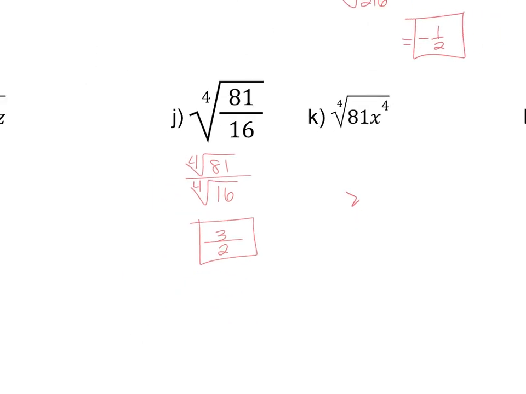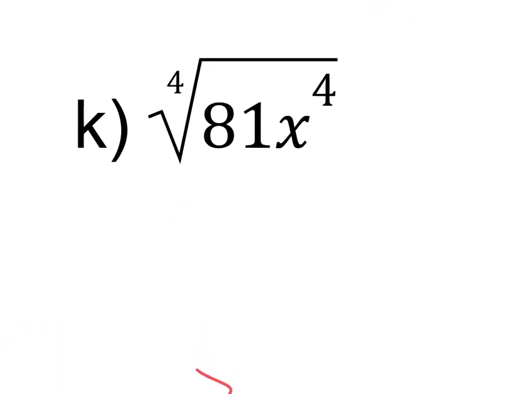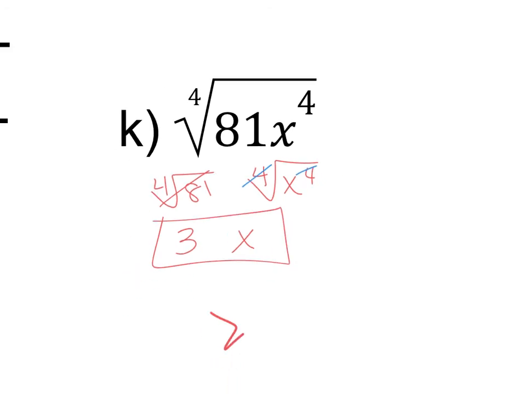Okay, 2 more. I'm going to break it up into the fourth root of 81 and the fourth root of x to the fourth. What's the fourth root of 81? That's 3. Can you take the fourth root of x to the fourth? You sure can. The fourth root and the exponent cancel each other out, and you just have x. So your answer is 3x. I kind of spaced that out. It's okay.